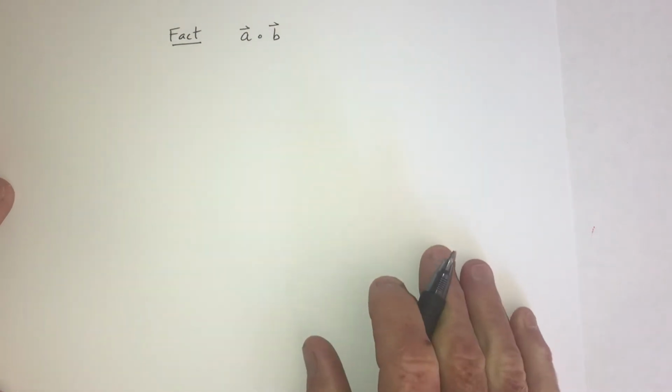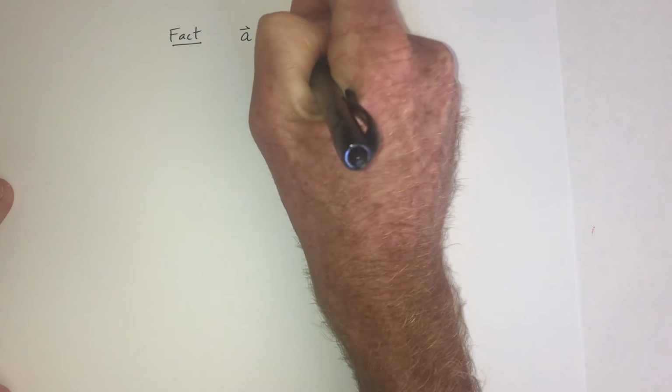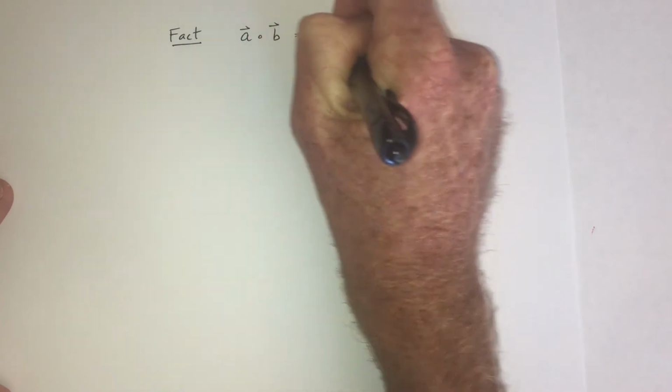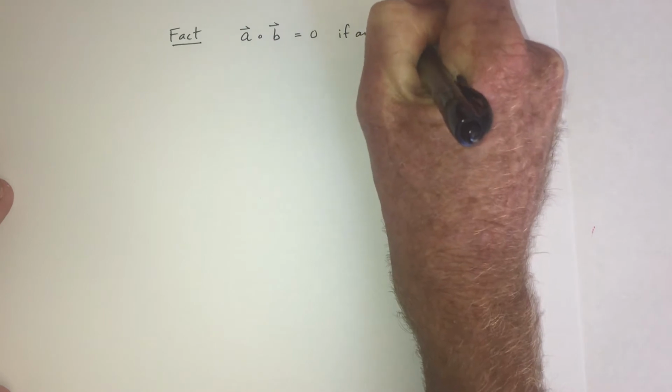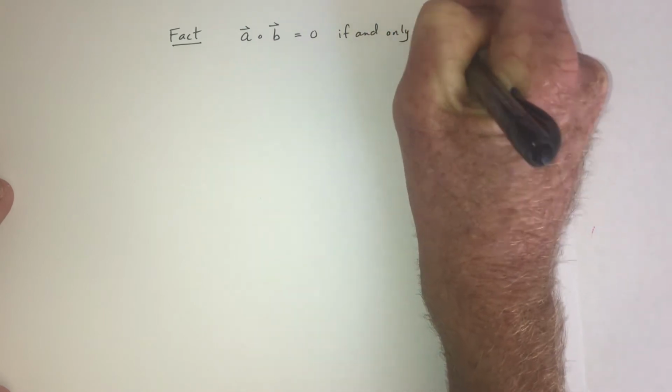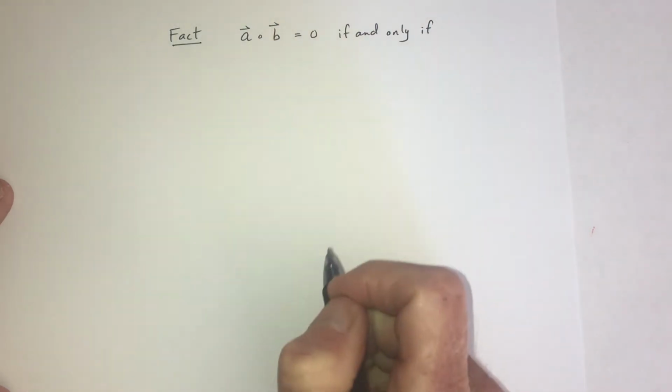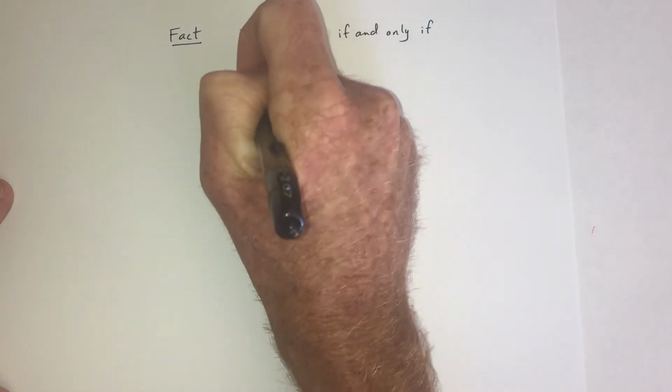So the dot product of two vectors, whether in 2 dimensions or 3 dimensions, equals 0 if and only if the two vectors are perpendicular.